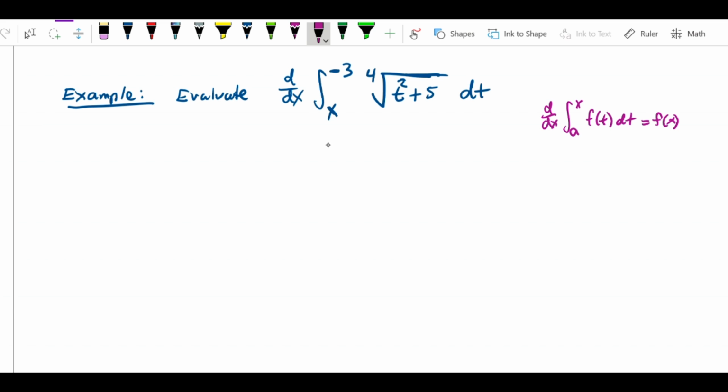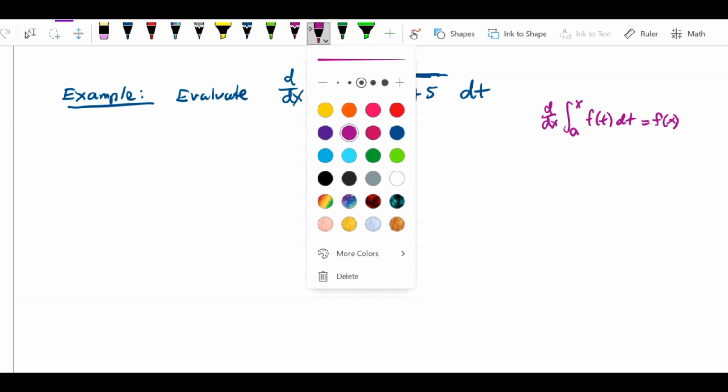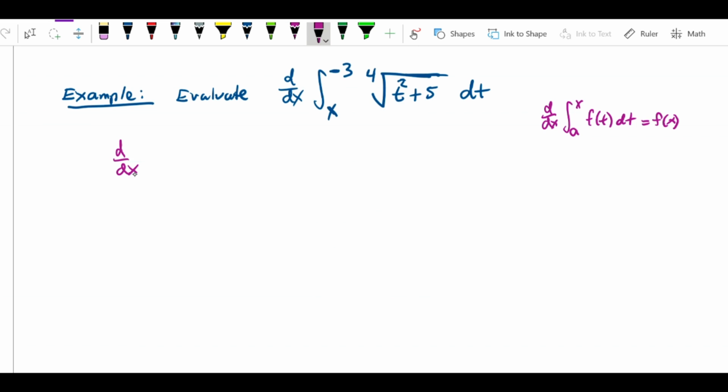So fortunately, we have a rule, this property of integrals, that says that we can switch the limits of integration simply by negating. So this is going to equal the derivative of the negative integral from negative 3 to x of the fourth root of t squared plus 5 dt. So now I can use the properties of derivatives to bring this minus sign outside. It's the derivative of a constant multiple like negative 1, so I can bring this negative sign outside.